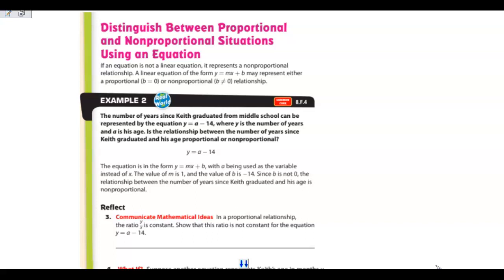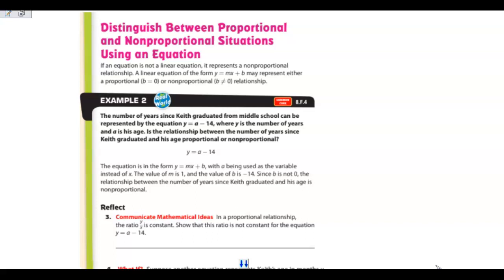So our example 2, the number of years since Keith graduated from middle school can be represented by the equation y equals a minus 14, where y is the number of years and a is his age. Is this relationship between the number of years since Keith graduated and his age proportional or non-proportional?